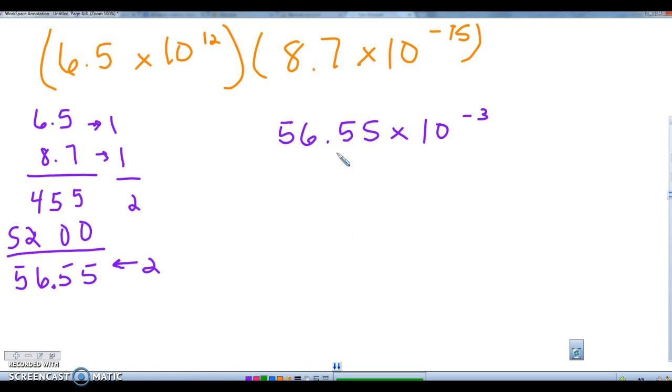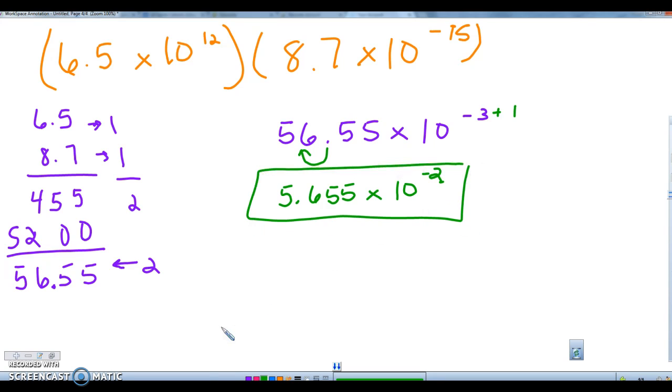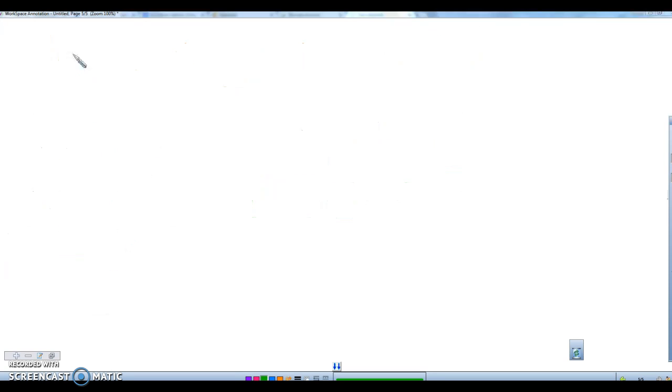But remember, I want to move this decimal in one more place. So I get 5.655 times 10. I moved it plus 1 in. So negative 3 plus 1 would give me negative 2. And that would be my final answer. Okay. So just like we can multiply with scientific notation, we can also divide with scientific notation.